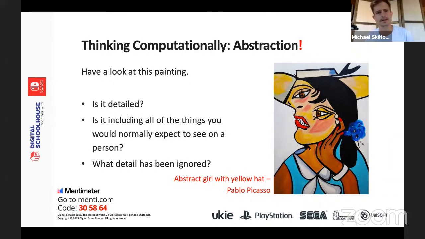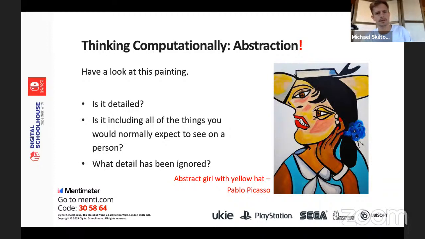If this is an abstract image, does this image have much detail? Is this a detailed piece of artwork? Is this something that you could compare to, say, for example, the image of the Mona Lisa? Is this as detailed as the Mona Lisa? And if not, what effect does that have? What's missing from this if it's not as detailed as the Mona Lisa? Is it including all of the things you'd normally expect to see on a person? So, for example, just looking at this abstract girl, I can see a pair of eyes, what looks like a pair of nostrils for her nose, a mouth, a hand with 4 fingers and what looks like a thumb, hair, and she looks like she's wearing a yellow hat of some sort.